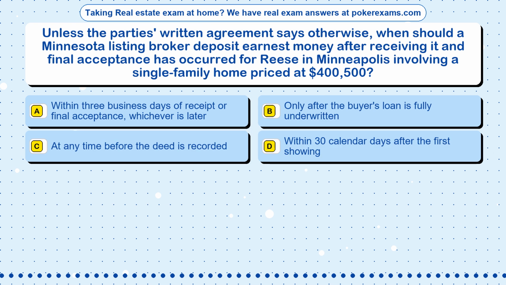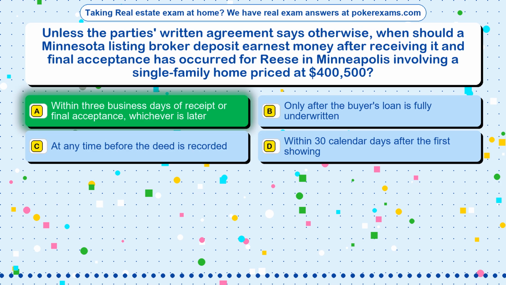Question 89. Unless the parties' written agreement says otherwise, when should a Minnesota listing broker deposit earnest money after receiving it and final acceptance has occurred for Reese in Minneapolis involving a single-family home priced at $400,500? Option A. Within 3 business days of receipt or final acceptance, whichever is later. Option B. Only after the buyer's loan is fully underwritten. Option C. At any time before the deed is recorded. Option D. Within 30 calendar days after the first showing.